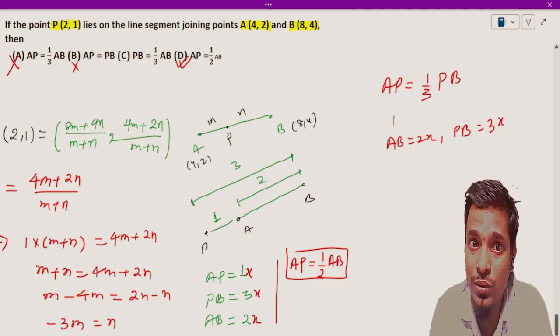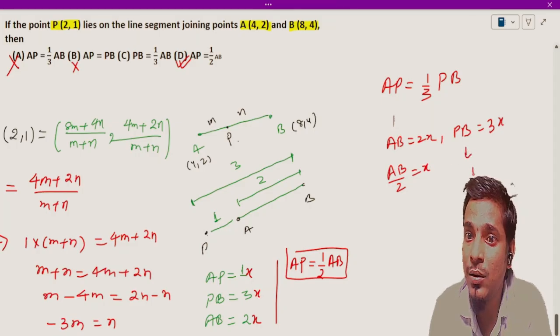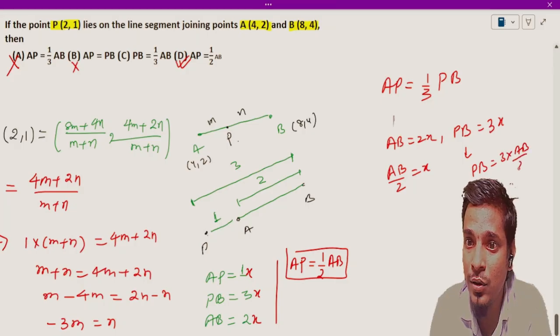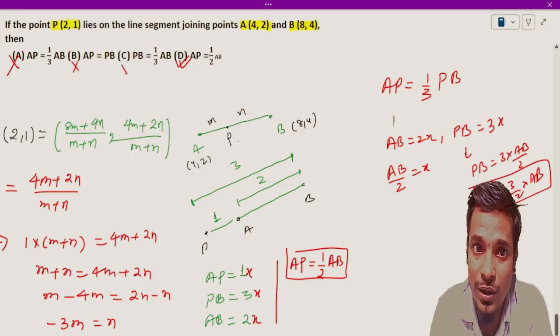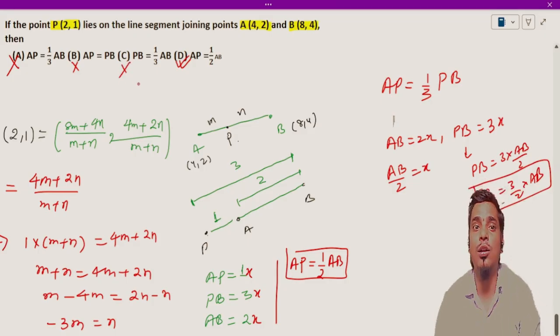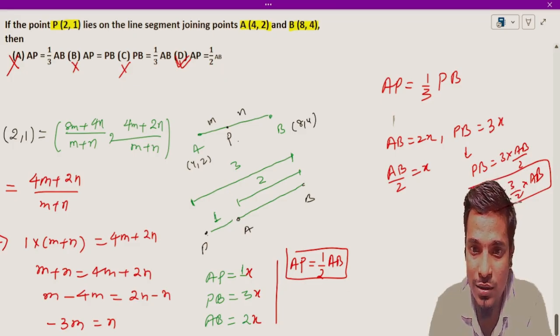If we look into AB and PB, we can find that AB by 2 is equal to x. So putting the value of x in PB, we get PB is equal to 3 times AB by 2. It means PB is 3 by 2 times of AB. But in our option, PB is given as 1/3 of AB, which is also incorrect. So the only correct option here is AP is equal to half of AB. So this is the way we can solve this kind of question.